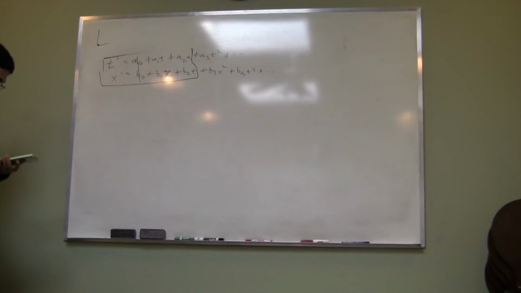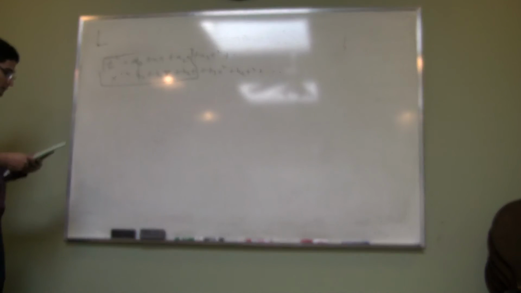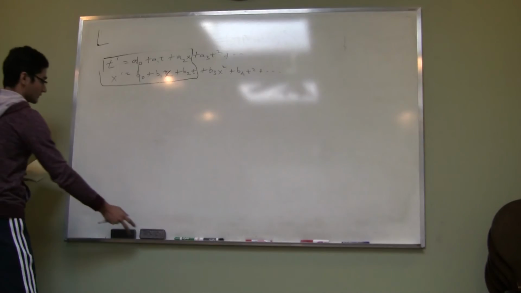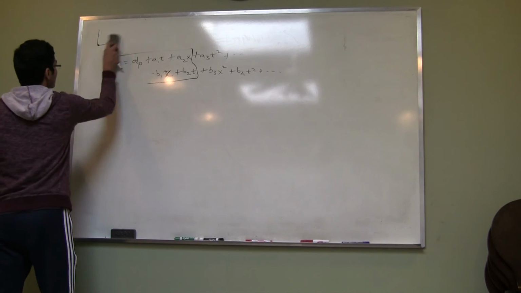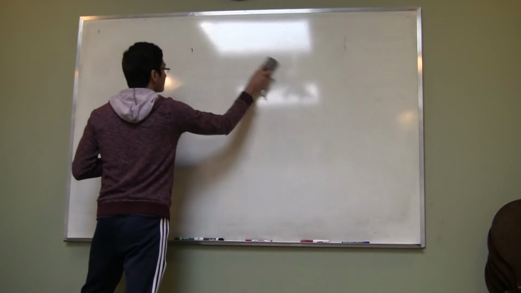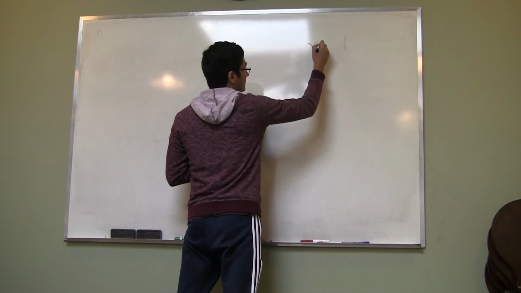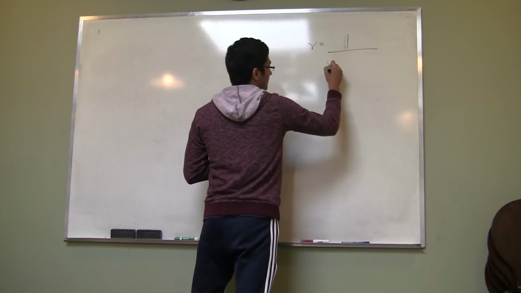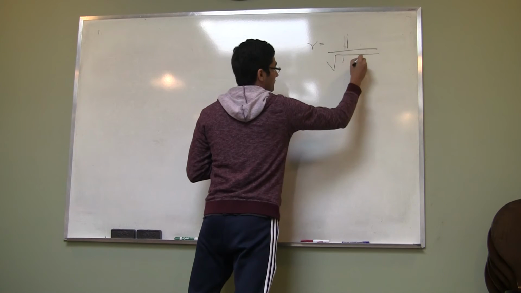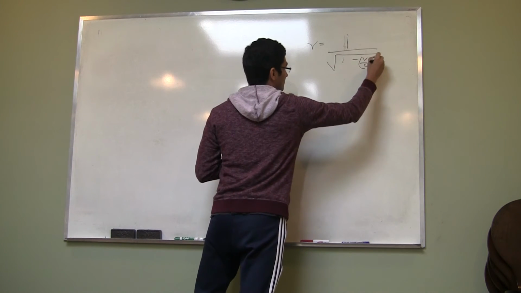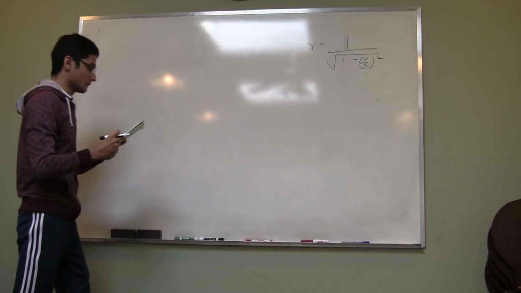Then you know how they write the Lorentz transformation matrix, right? I'll just write it down. I'll just write down what gamma is here. Gamma is 1 upon root of 1 minus v by c the whole square. v is the relative velocity between the two frames of reference.